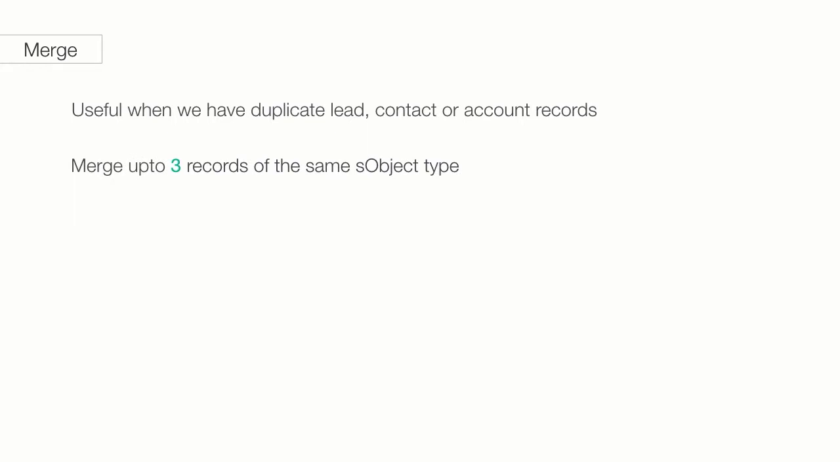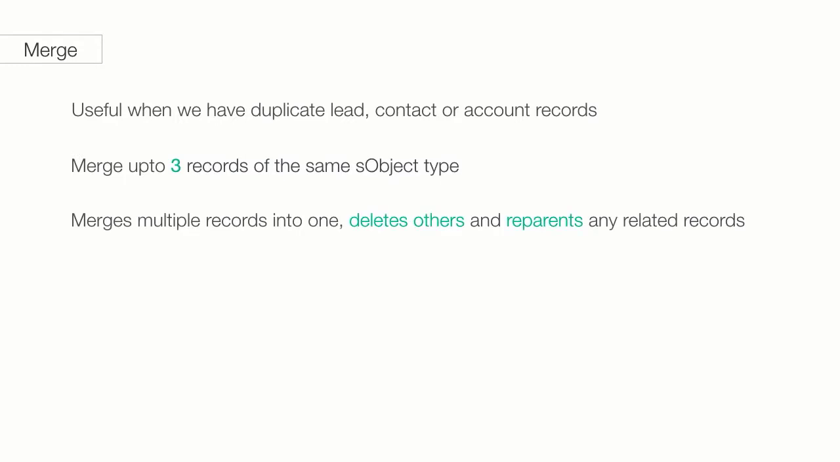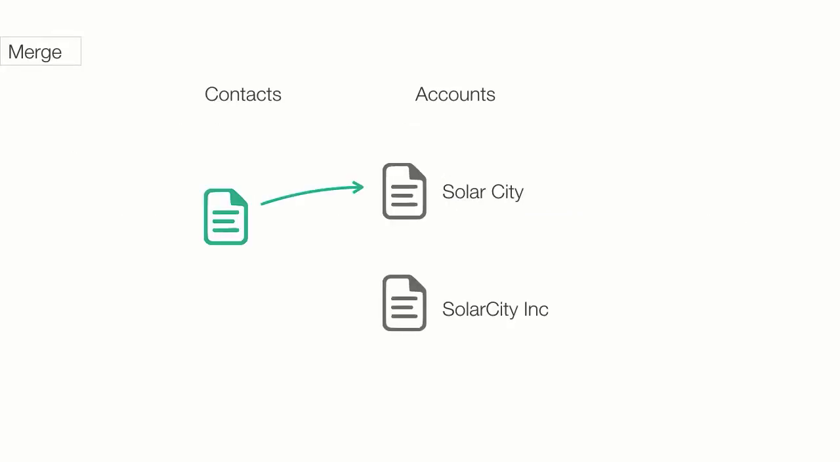Did you know that we can also merge records using DML, especially when we have a duplicate lead, contact, or account record? Cleaning up your data might be a good idea. We can merge up to 3 records of the same sObject type. The merge operation merges up to 3 records into one of the records, deletes the others, and reparents any related records. Let's try this. Imagine there are 2 account records, SolarCity and SolarCity Inc.